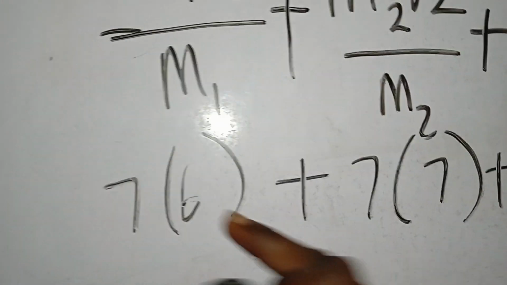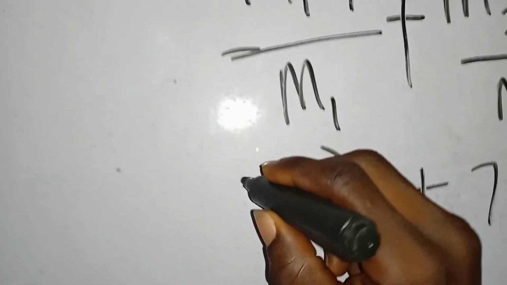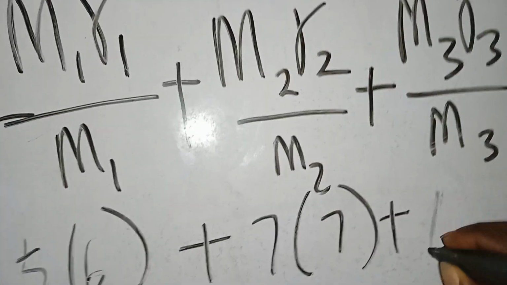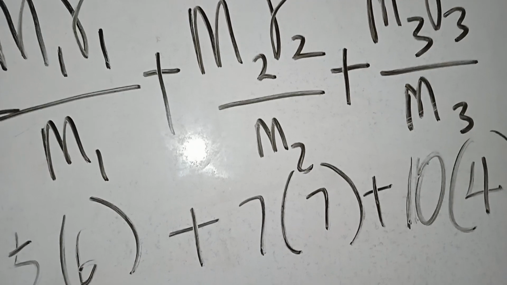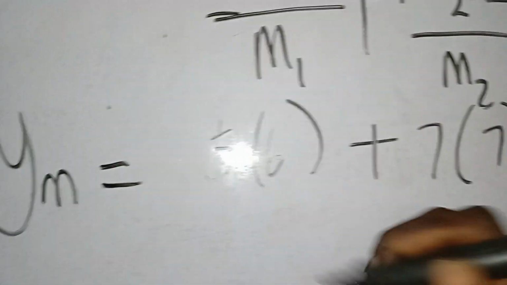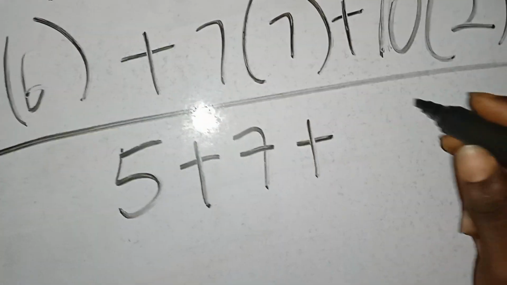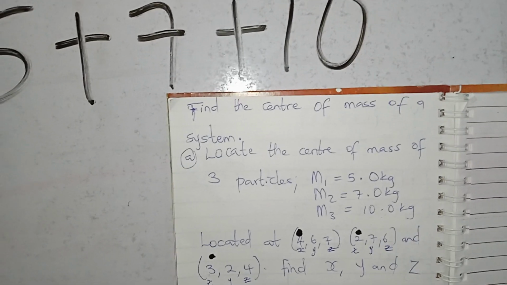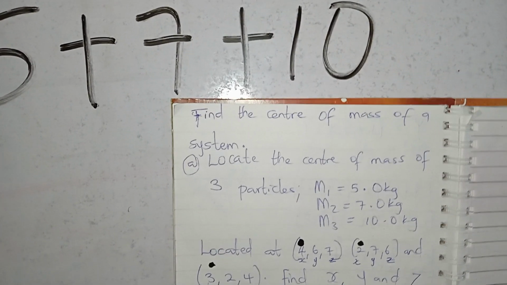Sorry, the first mass is 5. That is M1. The second mass is 7, and the third mass is 10. All into, and the distance is 4. The last one is 2, sorry, on the y-axis. So remember that what we are doing is the location of y, so this becomes divided by 5 plus 7 plus 10. So M1 is 5, the y-axis location is 6, M2 is 7, the y-axis location is 7, M3 is 10, the y-axis location is 2.